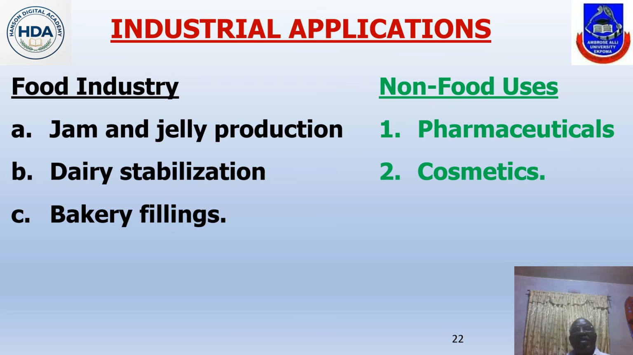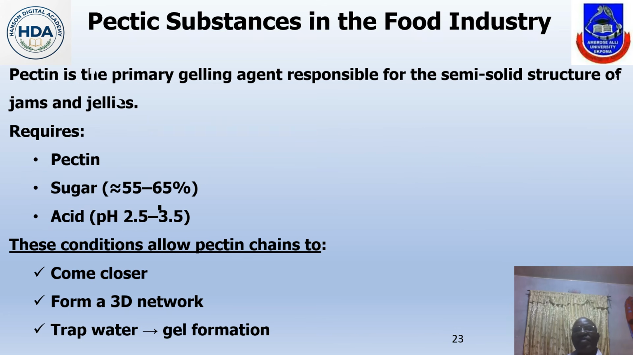As mentioned earlier, industrial applications include jam and jelly production, dairy stabilization, and bakery fillings. Non-food uses include pharmaceuticals and cosmetics. Yes, they are used in cosmetics, pharmaceuticals, and in the food industries. Pectic substances in the food industry have this particular slide. I'm repeating it. I spoke to it a few minutes ago.